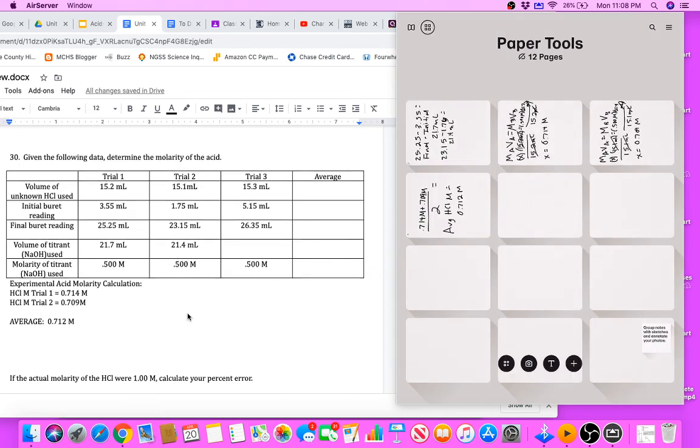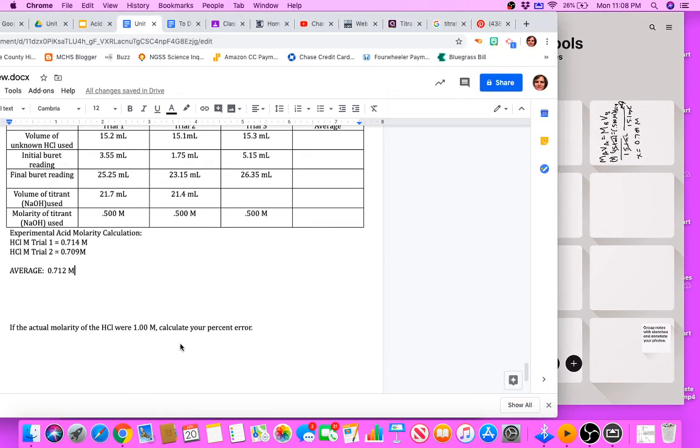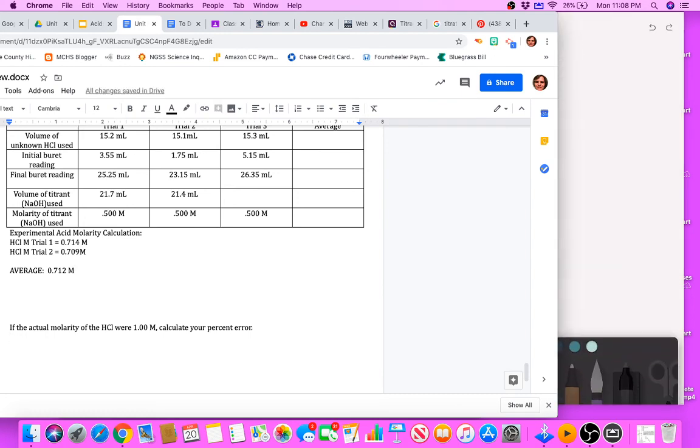Okay, so now that we've done that, the last thing that we need to do is calculate our percent error. And if you remember, percent error, and I give you this equation on the test as well, is equal to the actual minus the experimental. Again, you're going to do the absolute value there. Divided by the actual, and then times 100.